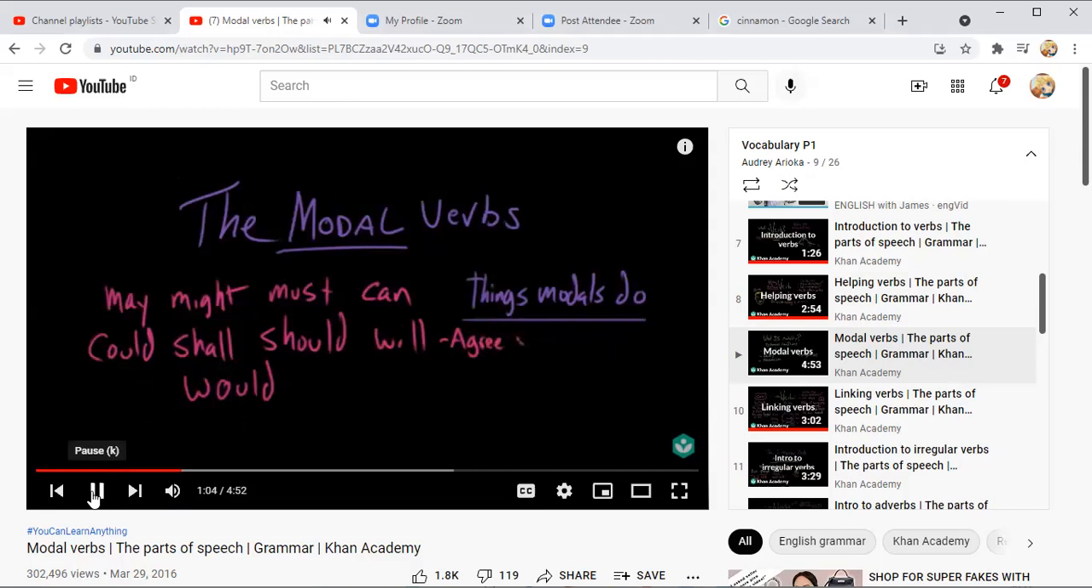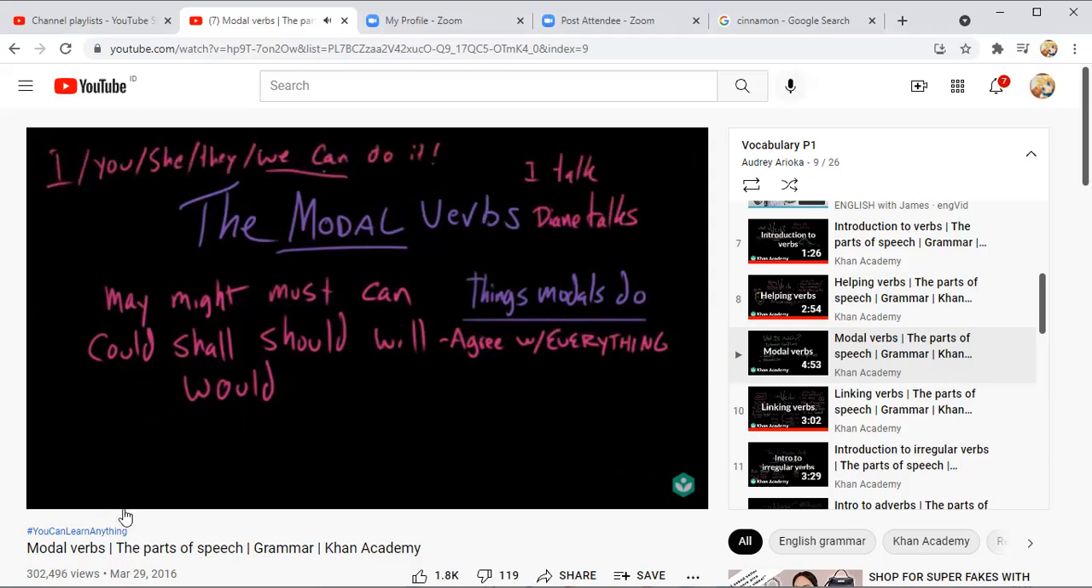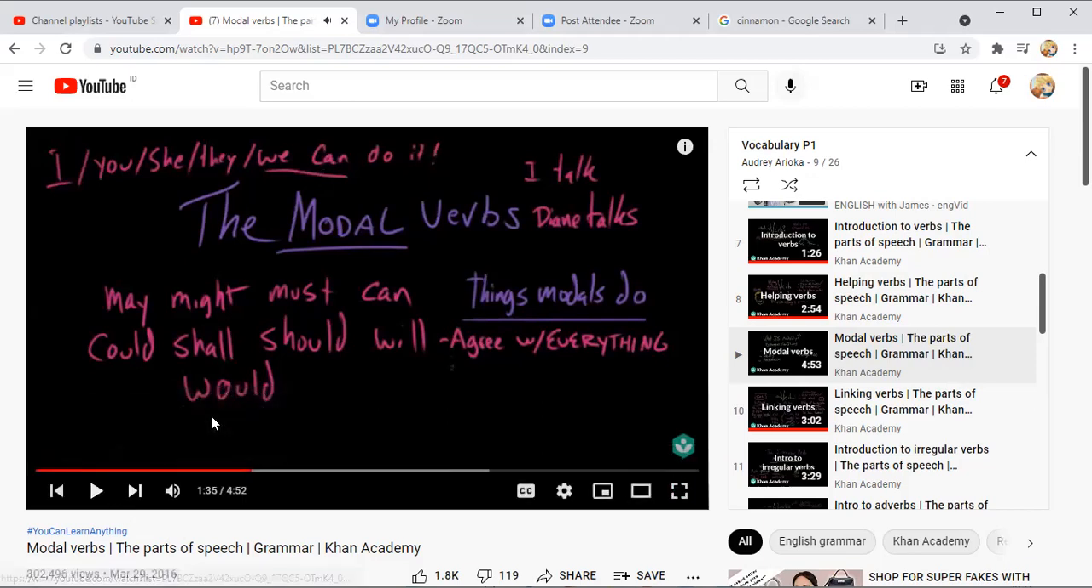And so you can take any one of these modals and you can use any subject in the world, and it's not going to change. Right? You take a word like talk, for instance. You say, I talk. Yes. And any subject in any sentence is going to take the modal verb the same way. So I can do it, you can do it, she can do it, they can do it, we can do it. It's all the same. They agree with everything.